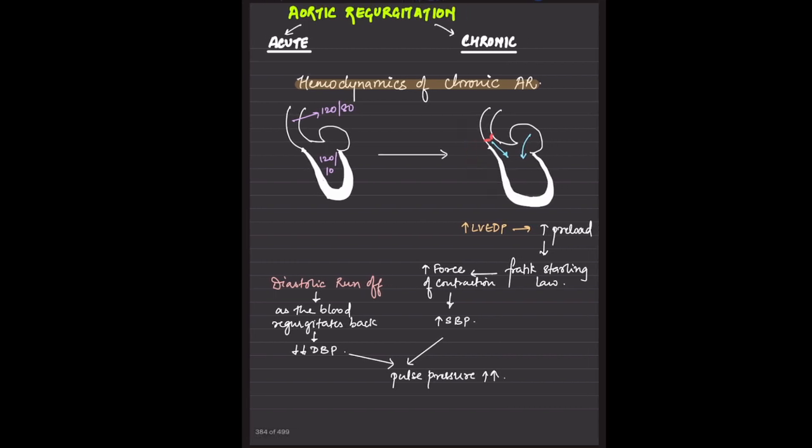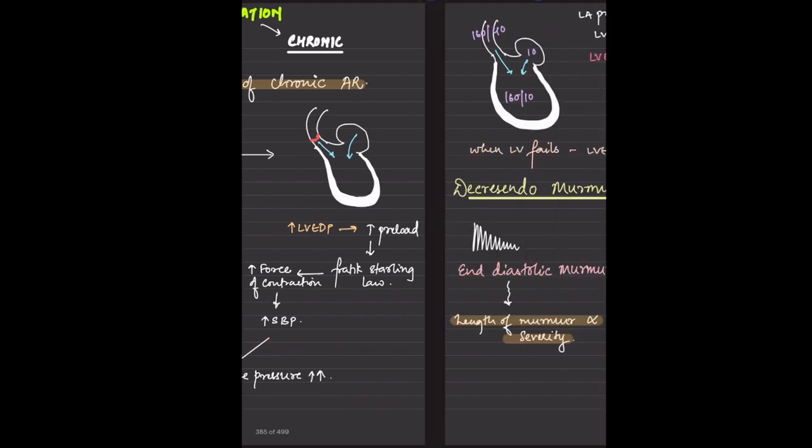Okay? So there is a decrease in the diastolic blood pressure. So there is much increase in the systolic blood pressure and there is a decrease in the diastolic blood pressure. So there would be much increase in the pulse pressure because the pulse pressure is nothing but the systolic blood pressure minus the diastolic blood pressure. So there will be an increase in the pulse pressure.